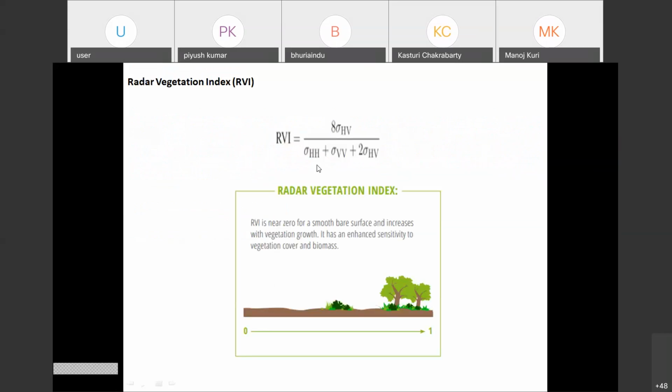So here we use the HV component, and a ratio of the polarizations is generated, and this ratio is helping us. This RVI is 0 for bare surfaces, as we see, and as the forest increases, it approaches 1. And that's how in a particular image we can see the level of forest; it can even be used in deforestation studies, and to see how much forest is available in a particular area.